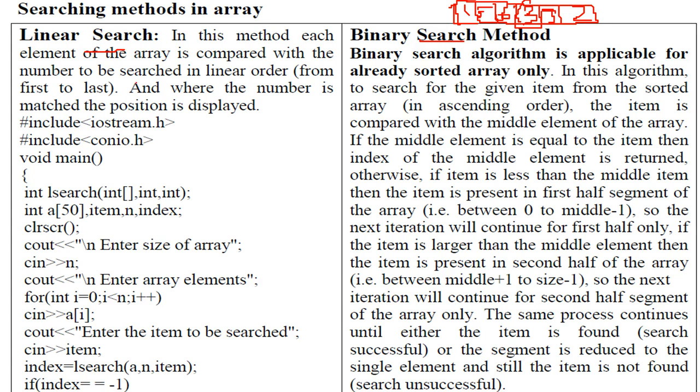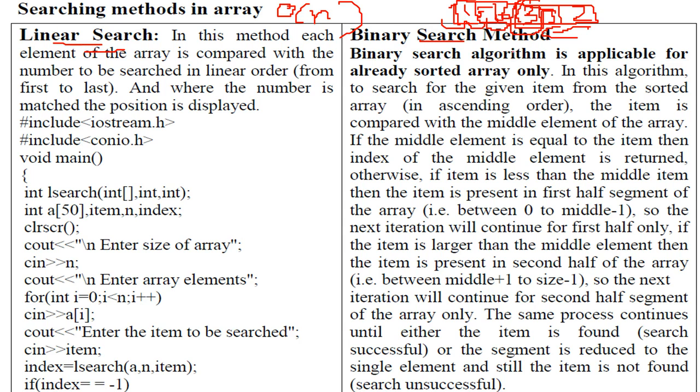In linear search, what happens? We start from the first element of the array. We go up till the end and try to find out whether the number which is given to us lies there or not. If it is there, then we say, okay, we have found the number. This is linear search, so the complexity is order of n. But in binary search, the complexity reduces to order of log n.